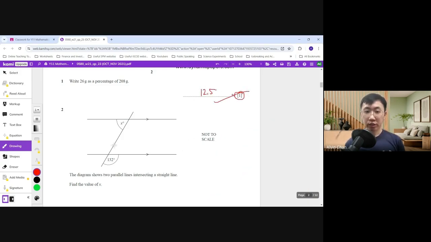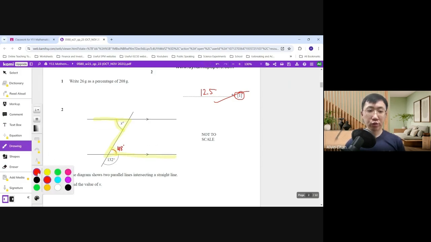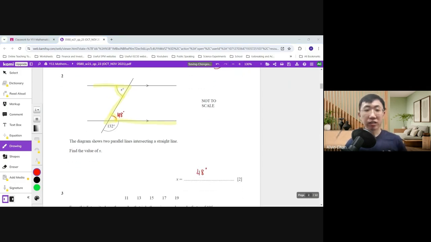1 mark. This is a straight line. A straight line has a total of 180 degrees. So you take 180 minus 132, which is 48. And here to get X, you can use the angle rule, Z shape. So, teacher, quickly highlight the Z shape, right? If this is X, it's going to be the same as 48. So straight away, you use this angle property. What is the name of this angle property? Alternate, very good. So this is alternate angles.